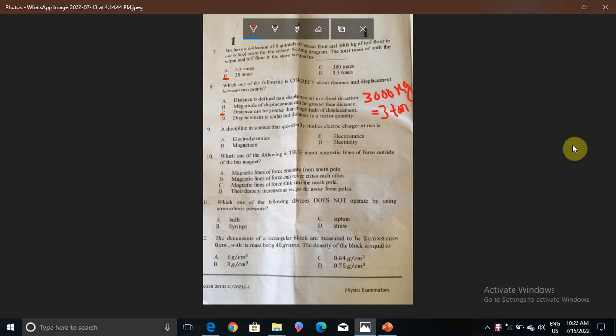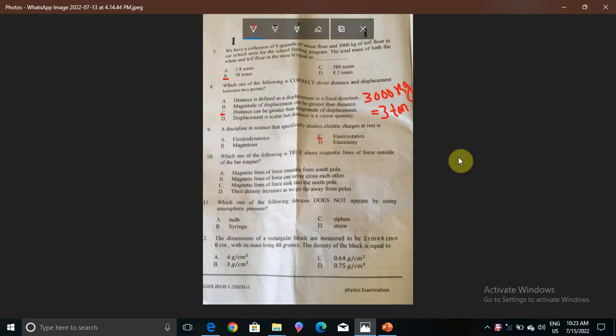Now question number 9, it says a branch in science that specifically studies electric charges at rest is what? Electrodynamics or magnetism or electrostatics or electricity? The answer is electrostatics. Why? Because it says charges at rest. When it studies electric charges at rest, it is electrostatics.